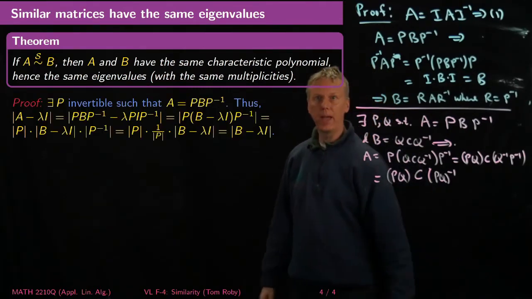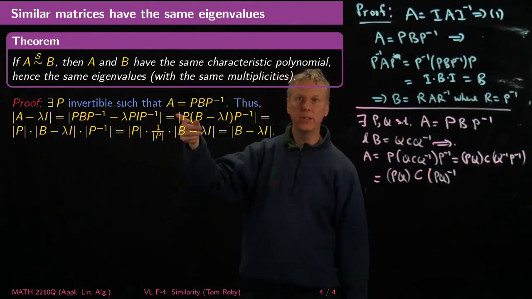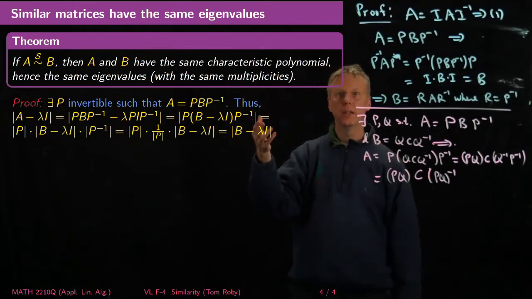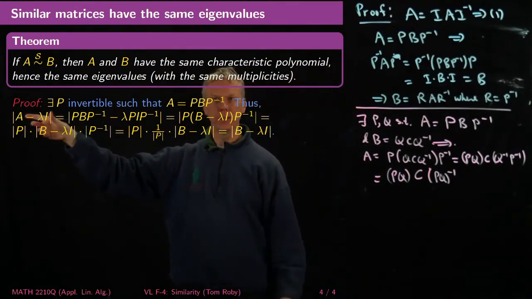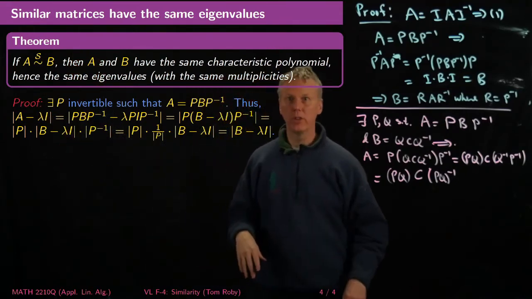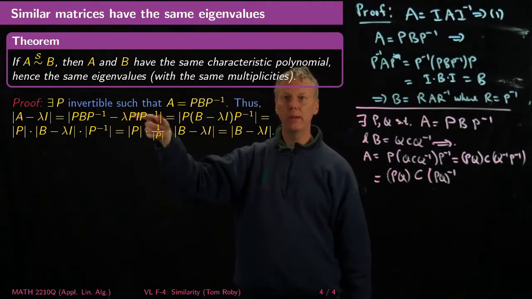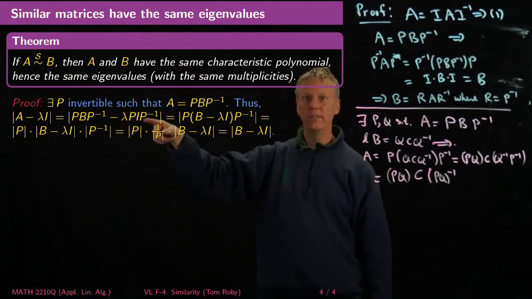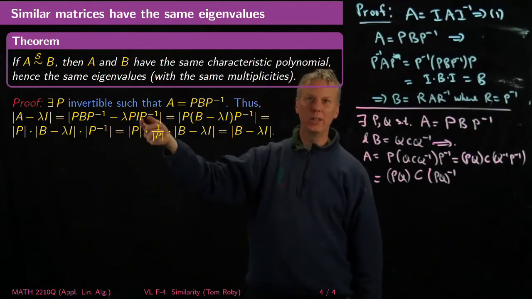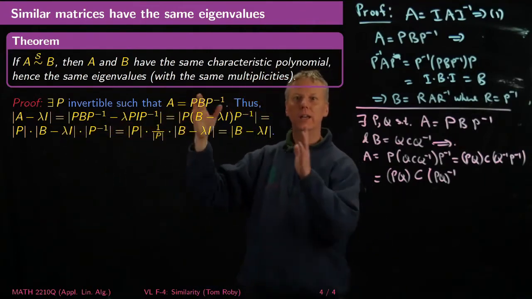3 lines, not bad. If I've got an invertible P such that A equals P B P inverse, then I can look at the determinant of A minus lambda I. I'm just using the vertical lines version of the determinant here. That'll be P B P inverse minus lambda times P I P inverse. So notice that when I put an I in the middle, it doesn't change anything, and P times P inverse is the identity. So this is still lambda I, but I've just written it in a funny way so that I can factor it.